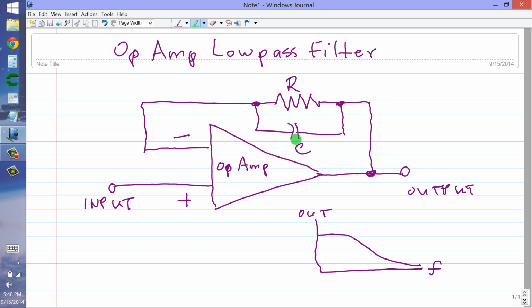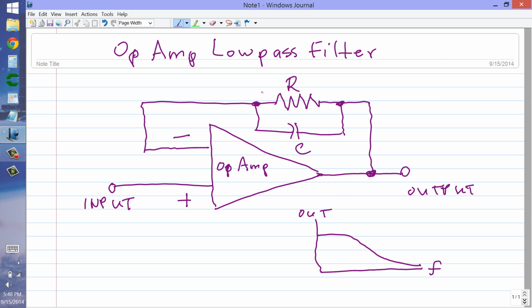As the frequency goes up, this capacitive reactance will decrease, meaning that the RC circuit here will provide more and more feedback. So, as the frequency goes down, the amount of negative feedback also goes down and the gain goes up. As the frequency goes up, the amount of negative feedback increases and the gain goes down. That's a low-pass filter, and that's the theory by which this whole system works.